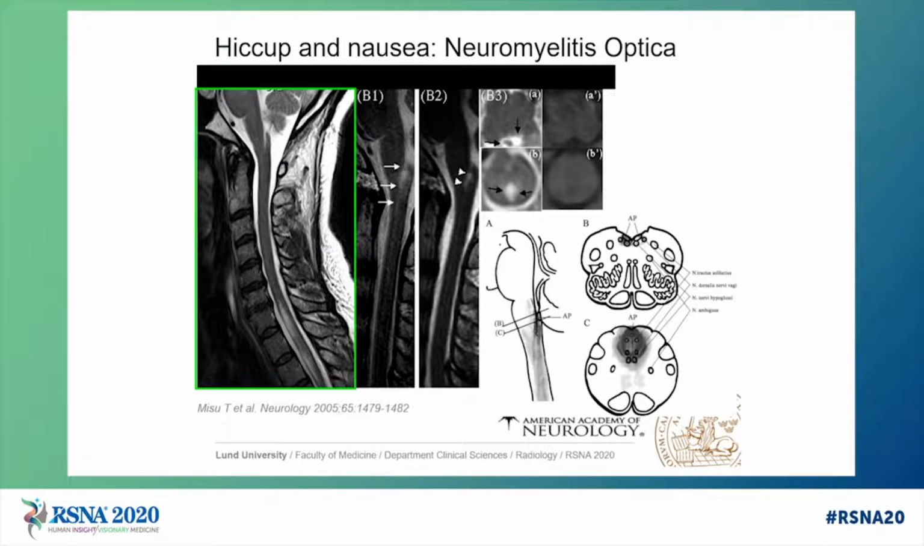Hiccups and nausea are unique symptoms in neuromyelitis optica, and there is a relationship between patients presenting with incurable hiccups and nausea, and the area postrema and nucleus tractus solitarius. And as you can see on the image, there are some signal abnormalities on the sagittal T2 weighted images in this area, which can explain the patient's symptoms.